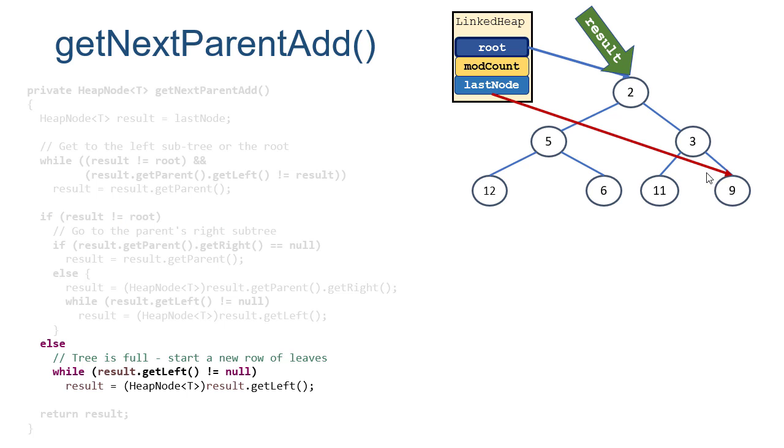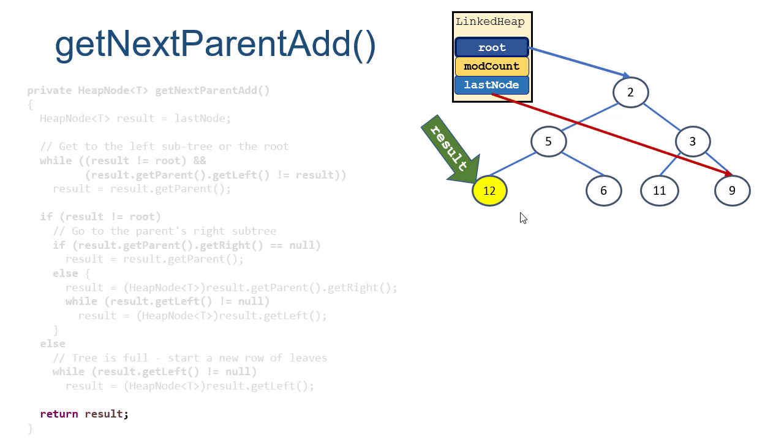What that tells us is that the original tree was full, because the only way you would get all the way to the root is if the result was the right child. So we're basically going up this right side of the tree. Again, we need to get to this node. And so what we're going to do is go to the left while the result has a left child. So the root has a left child, 5 has a left child, and 12 doesn't have a left child. So we're going to exit the loop, we'll exit the if structure, and 12 will be the result that we return.